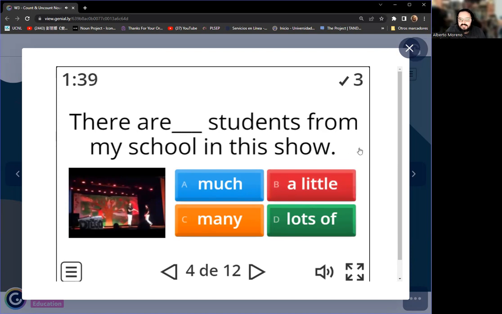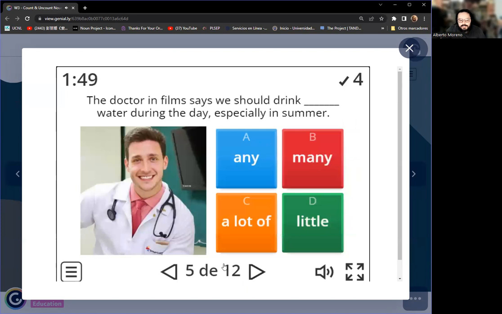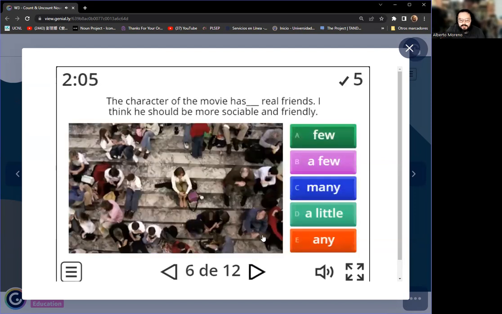Okay, there are students from my school in this show. Much, a little, many, or lots of. Many. Very good. The doctor in film says we should drink water during the day, especially in summer. A lot of. A lot of water. Very good.